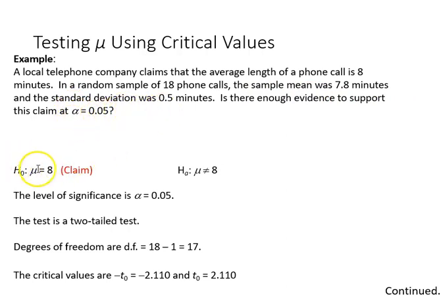So the null is that mu equals 8. The alternative is that mu does not equal 8. And we have our significance level here of 0.05. The test is two-tailed because it doesn't have a direction. It's just not equal. And degrees of freedom is going to be our sample minus 1, so 17. Critical values are based on that information. We get negative 2.110 on the left and positive 2.110 on the right side.